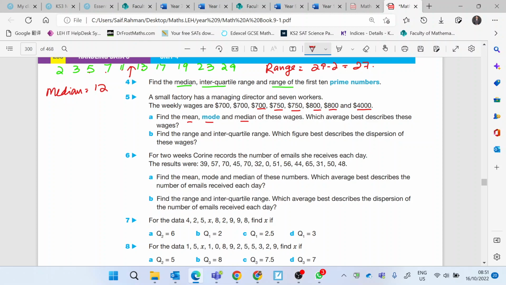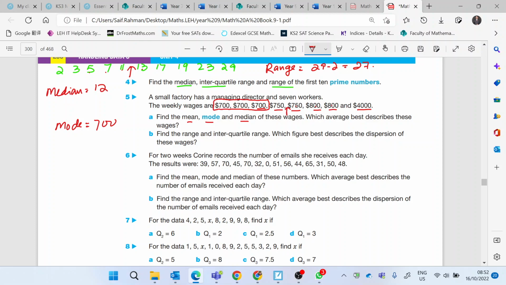Okay, so the mode is the value which appears the most. Here the mode is 700, because $700 appears the most times. And the median is the middle value: 1, 2, 3, 4, 5, 6, 7, 8. So the median will be between the 4th and 5th values, here in the middle.